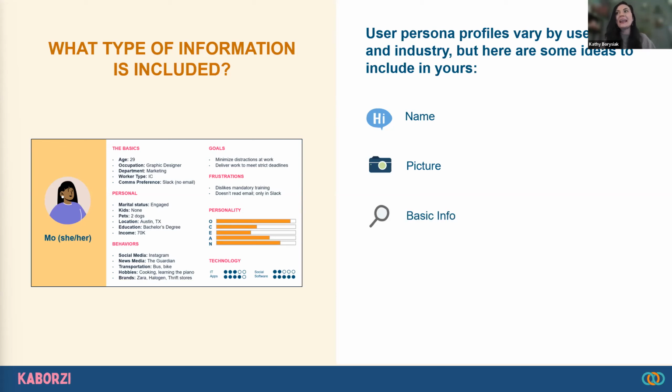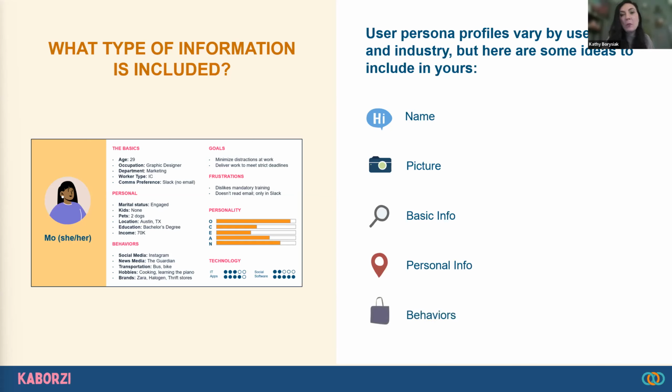Basic information. So here I see an age, 29, occupation, graphic designer, in the marketing department, an individual contributor. So just some basics, right? Getting to know a little bit more. Personal info: engaged, no kids, lives in Austin, has a bachelor's degree, 70K, couple of dogs, right? So just some basics.